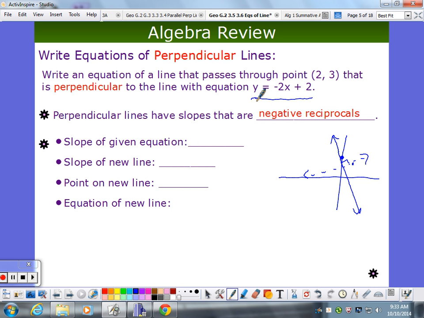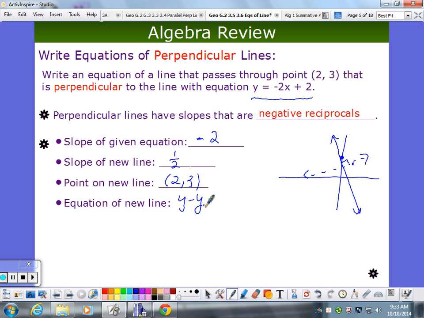So the slope of this one is negative 2. So what's the slope of this dotted line going to be here, my new line that I'm creating? What's that going to be? 1/2. Negative reciprocal. So you take the opposite sign. That's really 2 over 1. Turn it upside down. And then the point that they want it to go through is point 2,3.